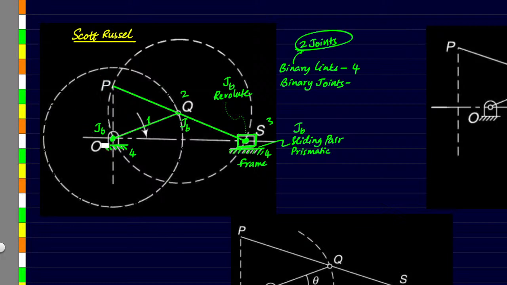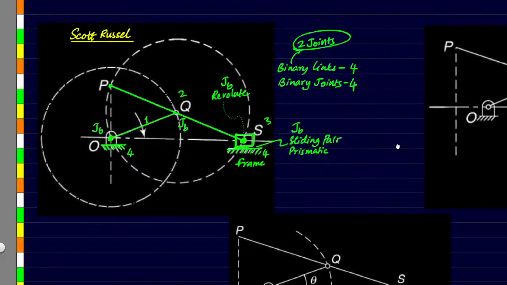What about P? P is individual and independent, sir. P is just the end point of the link PS. There is no other joint happening here. That's why it should not be counted as a separate joint. So how many joints in total? One, two, here three and here four. So a total of four binary joints. That completes the Scott Russell mechanism.